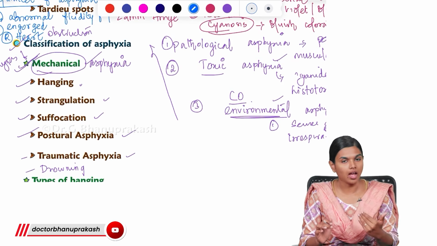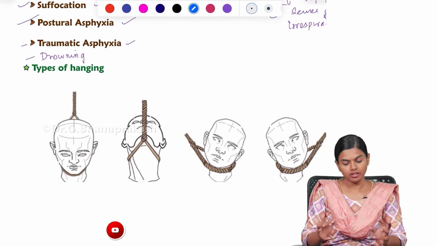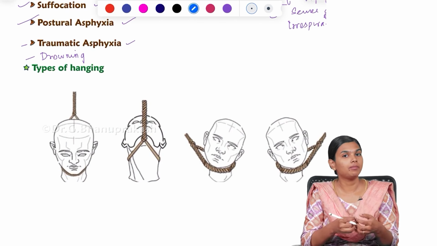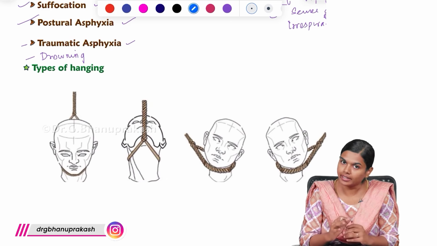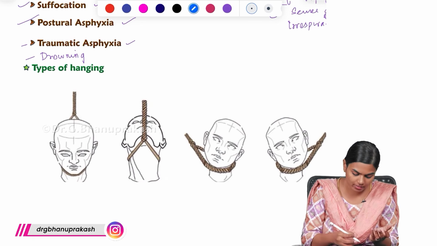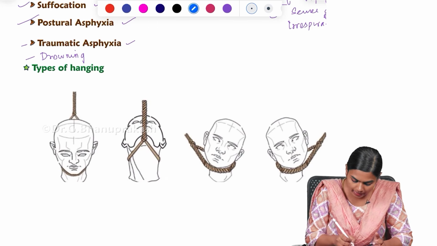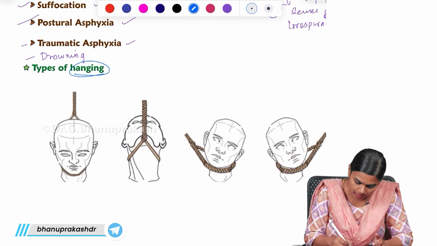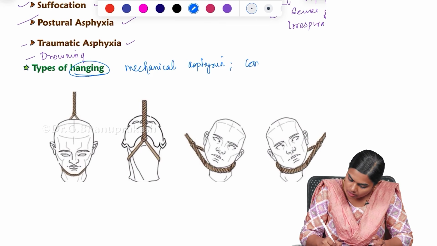First, we are going to start with hanging. Just like how we gave a definition for mechanical asphyxia, there is also a definition for hanging, and that can be asked in Viva. If they want to go a bit further, if they want to give you extra marks, they will ask you what the definition of hanging is. Basically, what you have to know is that hanging is a type of mechanical asphyxia where there will be constriction of the neck.